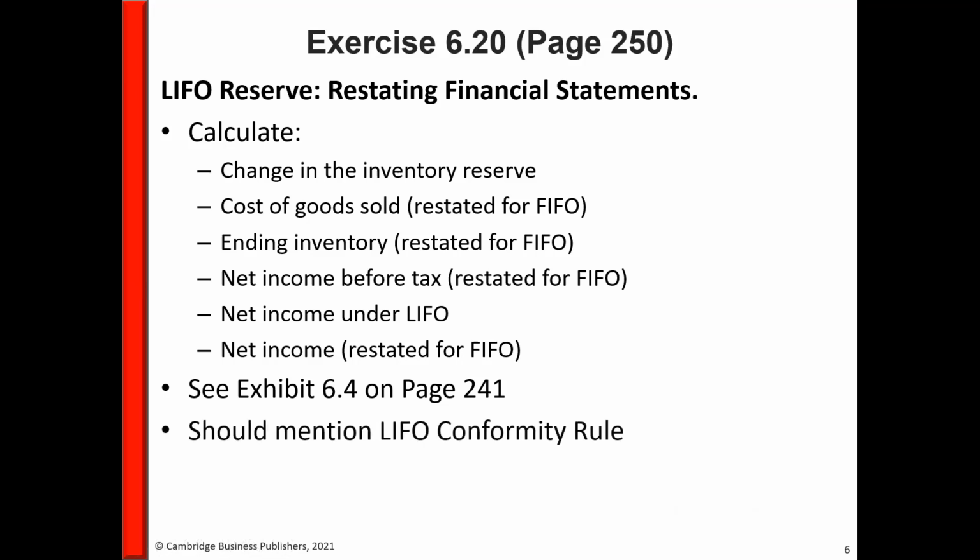And you should have in your solution mentioned the LIFO conformity rule. So whenever we make a decision in terms of what's the best approach to go, and if we're comparing LIFO to FIFO and you're saying, well, maybe we should switch, remember that the LIFO conformity rule says that you've got to use the same for tax that you use for financial statement purposes. And once you make that switch, you're limited in terms of the next time you can make that switch. So a full answer there should have referenced the LIFO conformity rule.